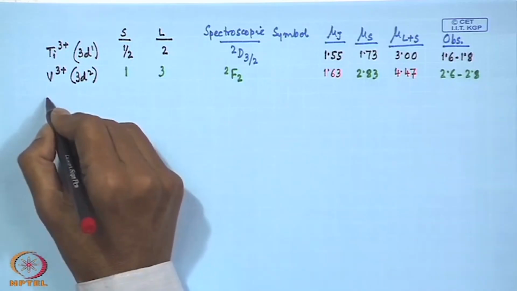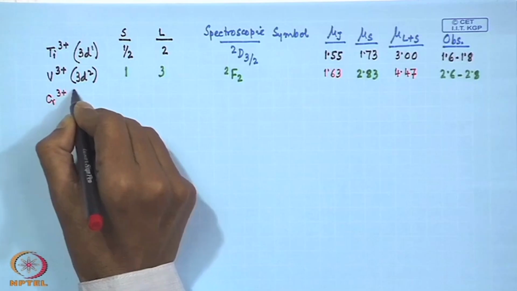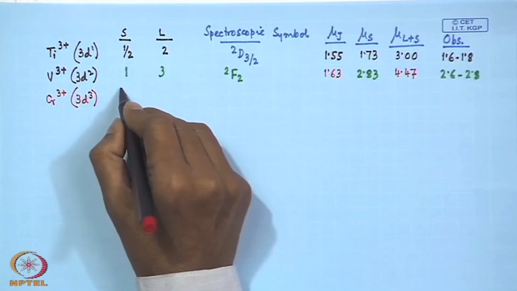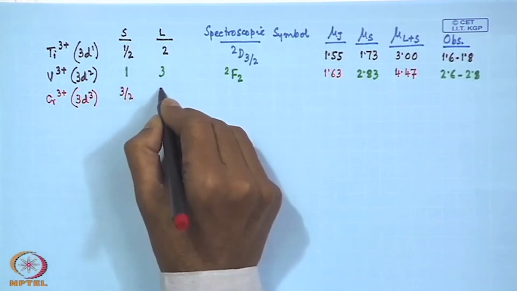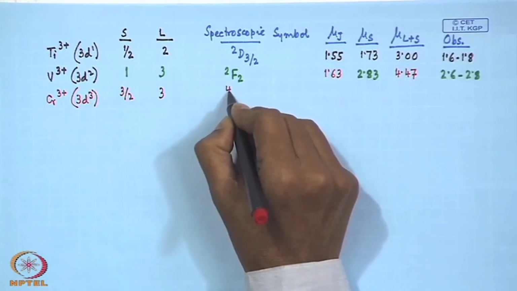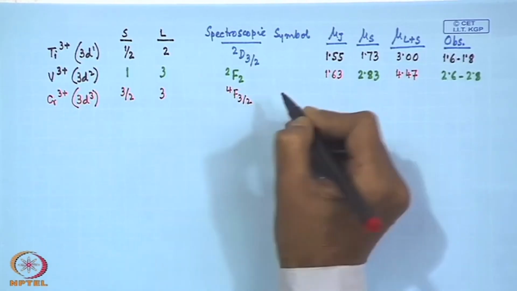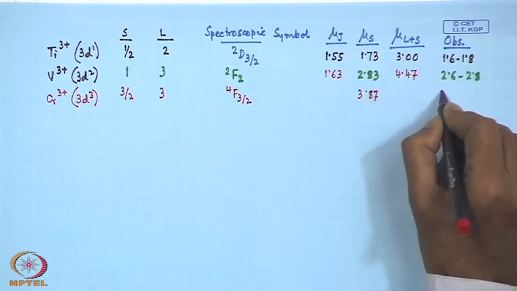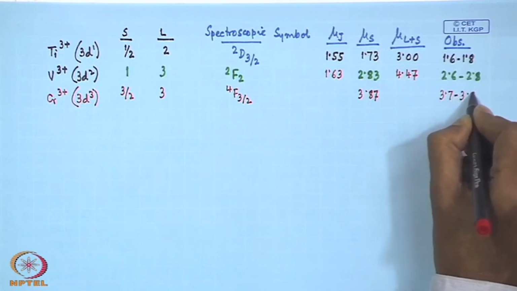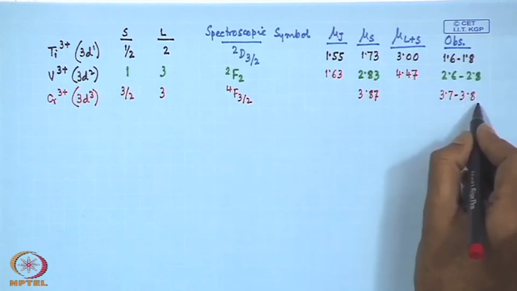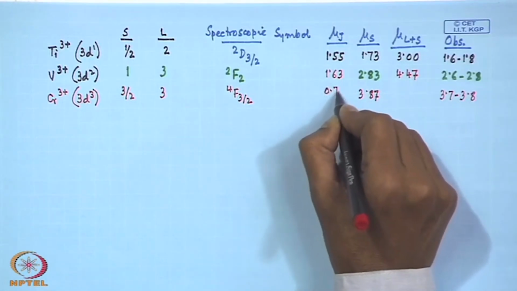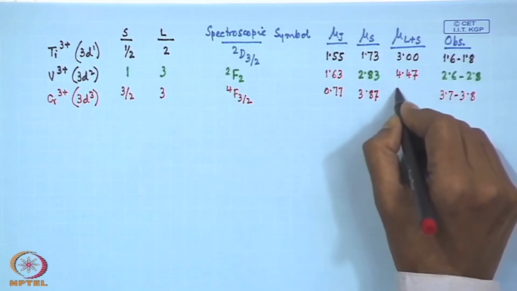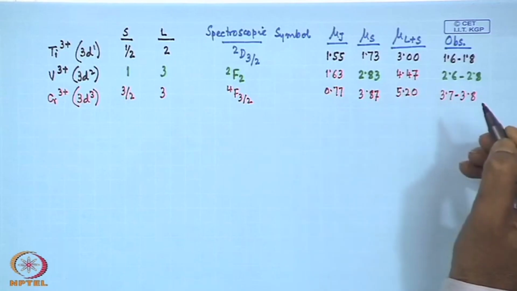Similarly, for chromium 3 plus, we have the 3d3 situation where S value is equal to 3/2 and L value is equal to 3, and we have 4F 3/2. The spin only value we have seen is 3.87 and experimental values are 3.7 to 3.8, which is matching with the spin only value. But if we think of the corresponding mu J equation, it is very less, it is 0.77 only, and the upper limit for L plus S is 5.20.